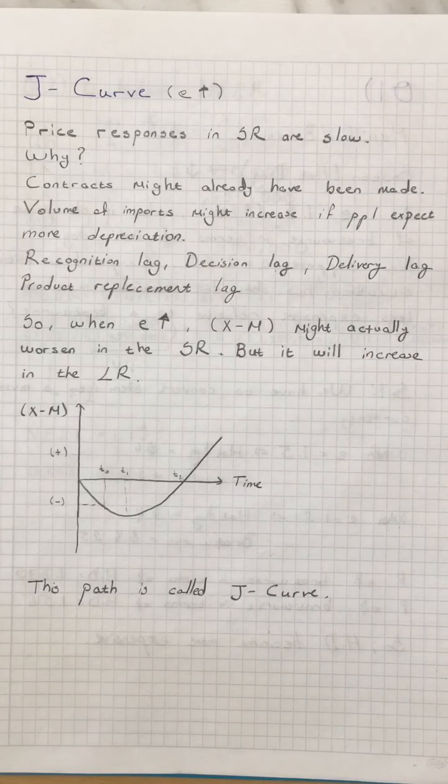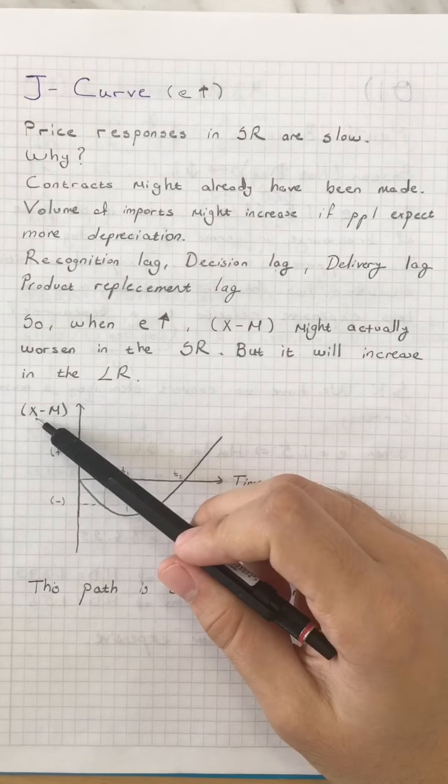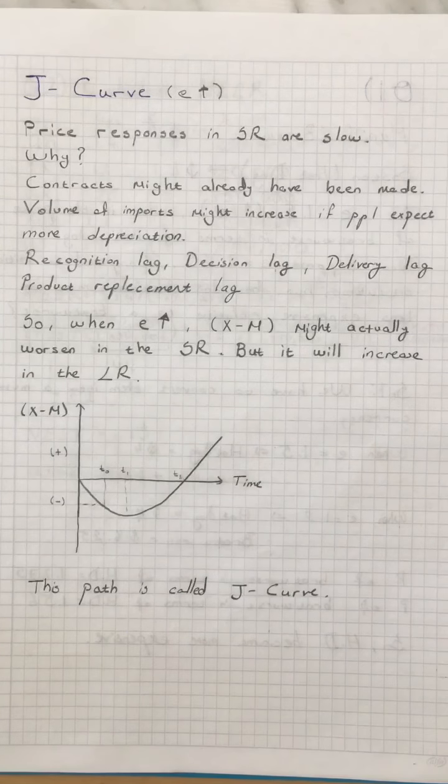Let's consider that net primary income and transfer incomes are zero. So our only concern in the current account balance is exports minus imports of goods and services. So let's think from the beginning.